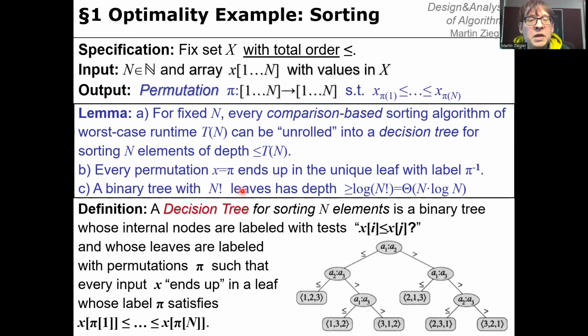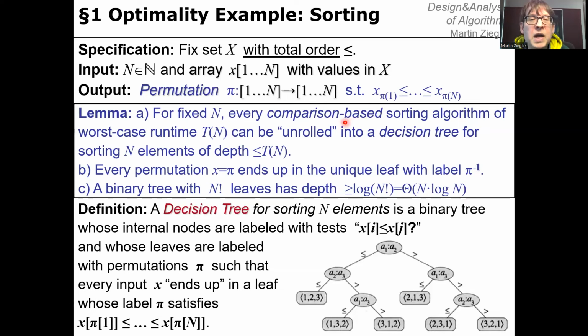And now we put things together because we know that there are n factorial many permutations of n elements, right? That's combinatorics. So we know by item B that a decision tree sorting n elements, including sorting all permutations, must have n factorial many leaves, namely a different leaf for each permutation, for each inverse permutation, and therefore must have depth n log n.